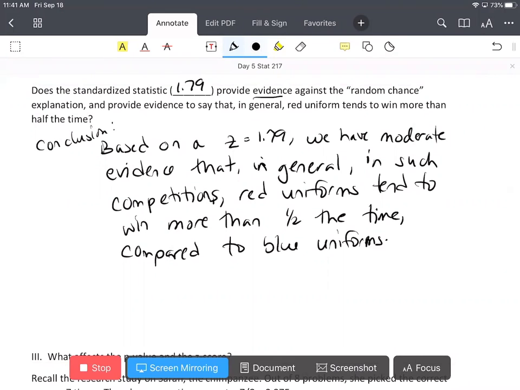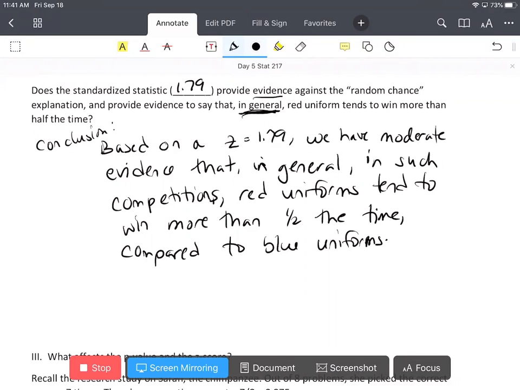In this case, it says, does the standardized statistic provide evidence against random chance explanation and provide evidence to say that in general, red uniforms tend to win more than half the time? So when you see something like "in general," that's asking you to have a conclusion, to say something about what you found. So we're going to come up with a standard format on how to draw conclusions, and that'll come in a future lecture.